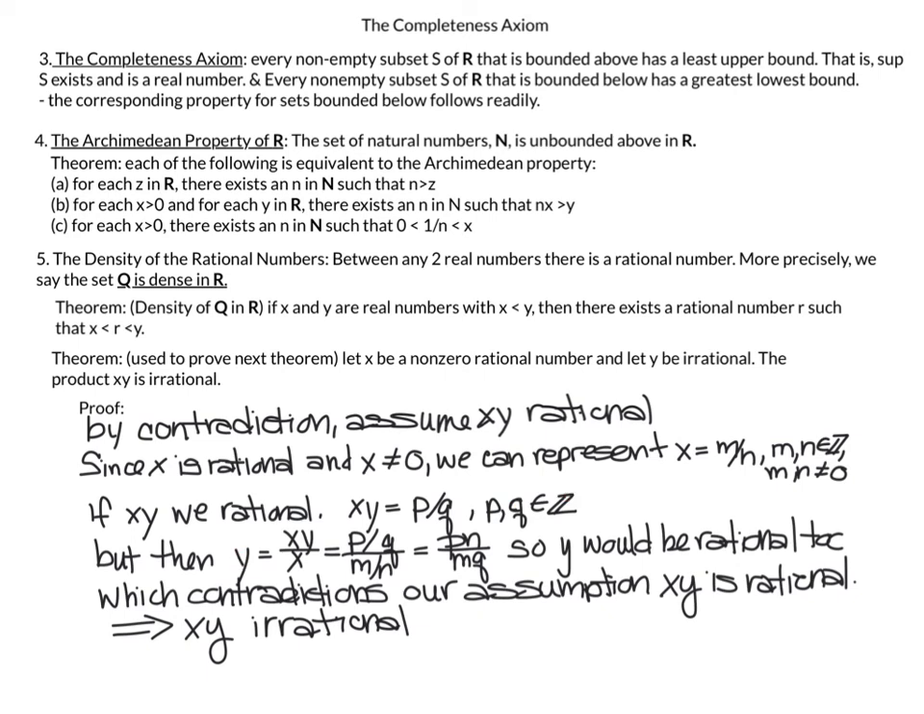But then y is equal to xy over x, so we have p over q divided by m over n, which is pn over mq. Since these are integers on top, the product is an integer, and it's divided by the product of two integers, which is an integer on the bottom, which would make y rational. And that contradicts our assumption that y is irrational, and therefore xy must be irrational.